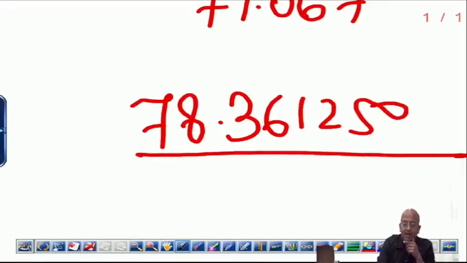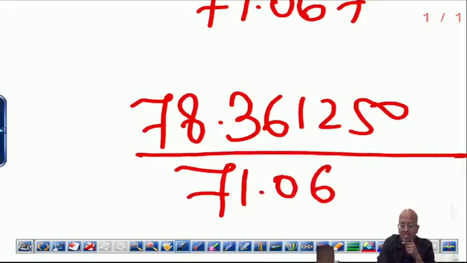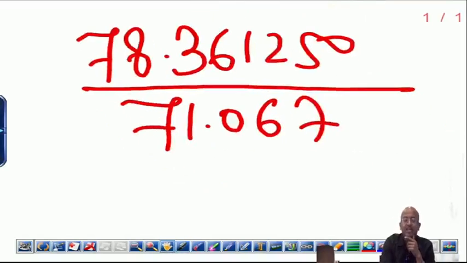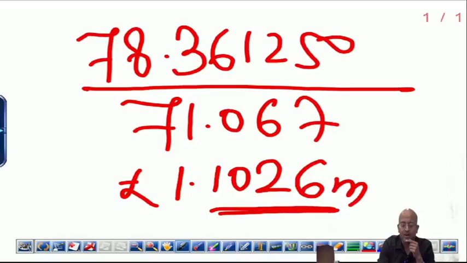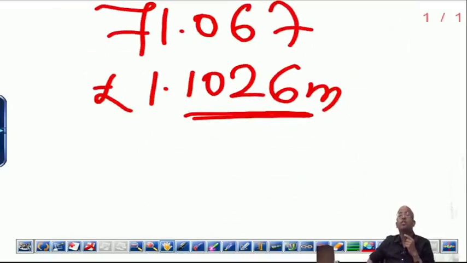78.361250 divided by 71.067. So that's coming to approx pound 1.1026 million, or 1.103 million, depending on the level of rounding off.